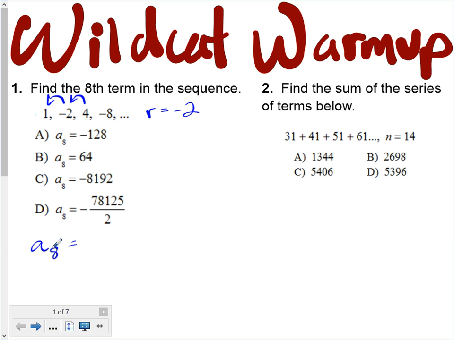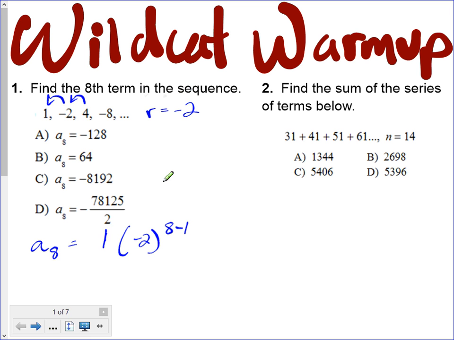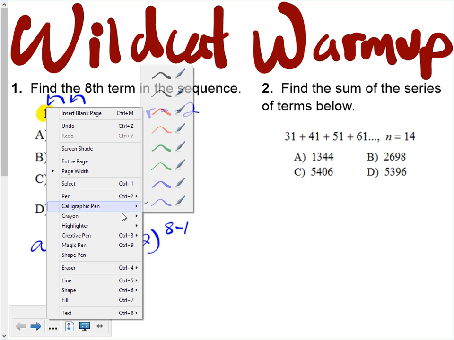Okay. The 8th term equals 1 times -1 raised to the 7, or the 8 minus 1. 8 minus 1. And I got -128. I'm going to go slow here so that we can make sure everybody's on the same page. First term, right?